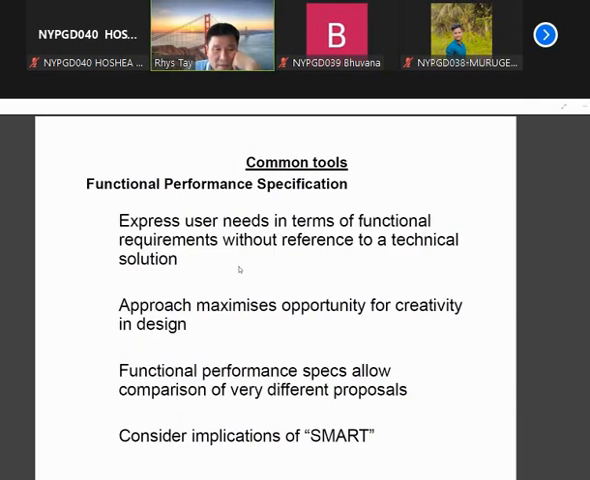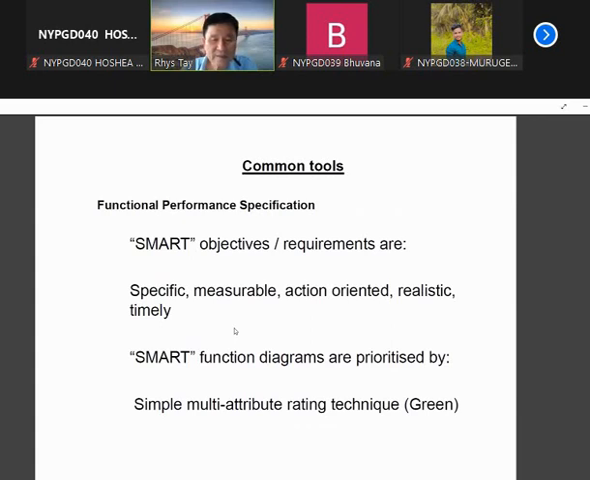Okay. So functional performance, okay. Expect user need in terms of functional requirement without reference to technical solution. All right. So consider smart implementation. All right. So this one I leave it to you. I think I will go through the slide that I have prepared for you.